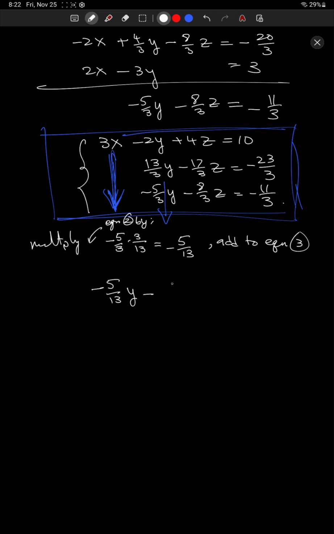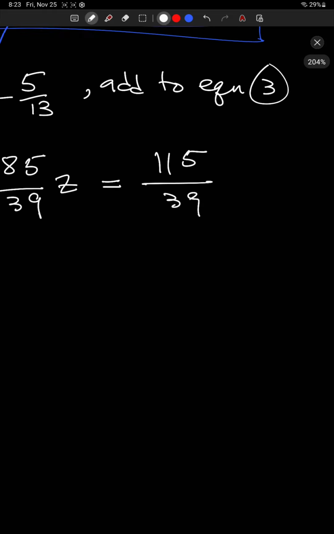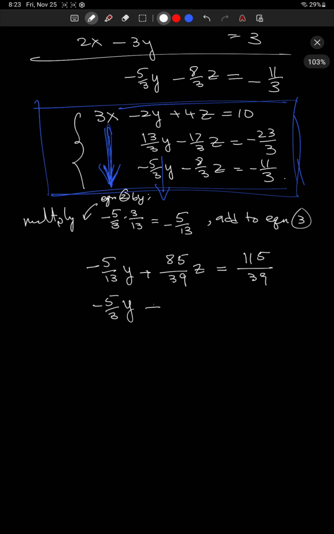This is not going to be so nice, plus 39, 585, z is equal to 39, and this is going to be 115, something like that. All right, but the important feature is just the y's, right? The z's and the other terms are just what they are. There's nothing you can do about them, right?